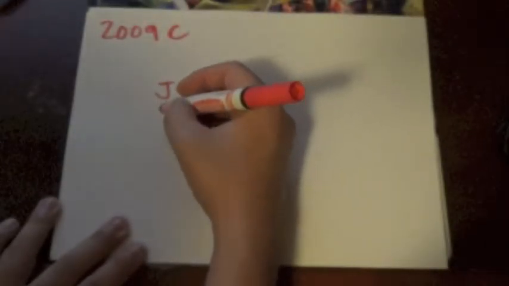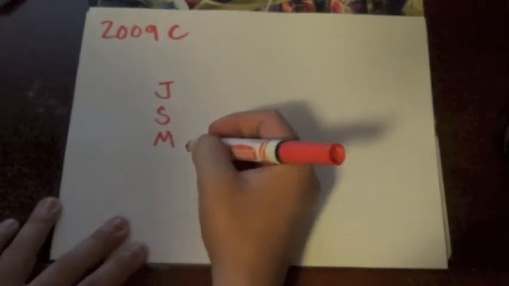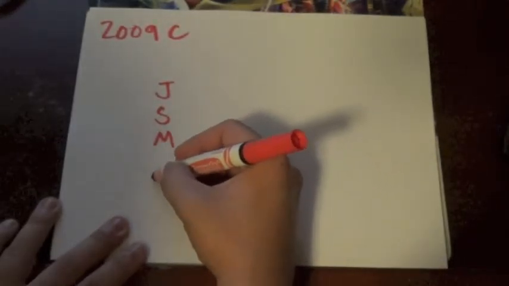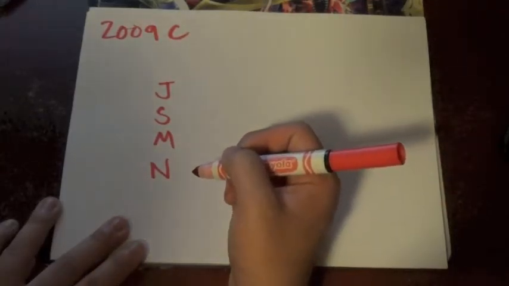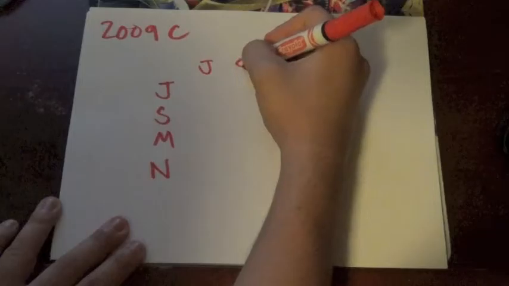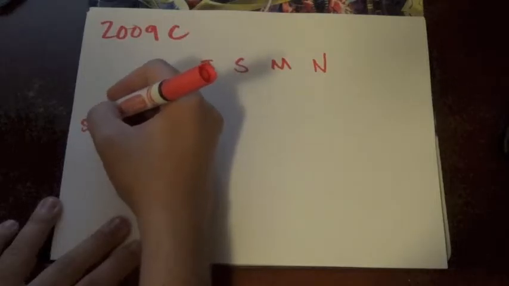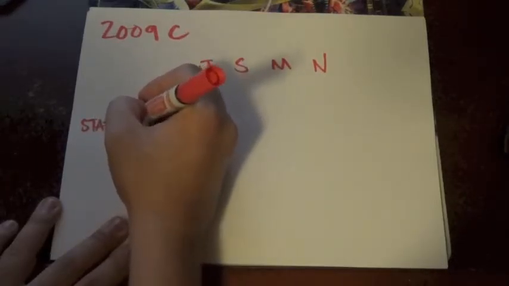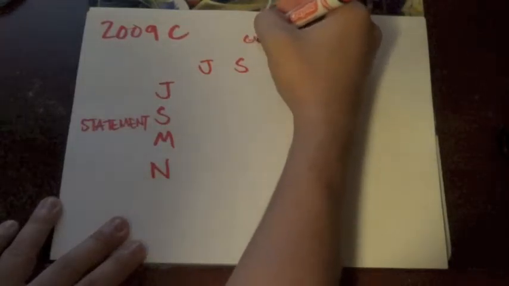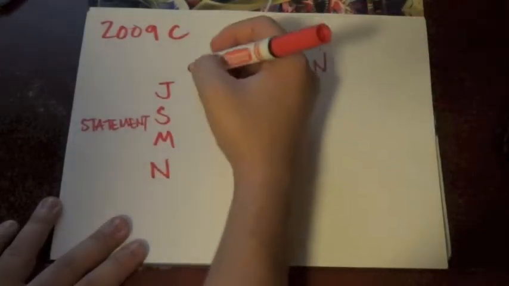For the last problem, the C problem of 2009, we have once again another truth evaluation problem. What we're going to look at first is the 4 girls making a statement. They are Jessica, Sandy, Melissa, and Nicole. Each of them made a statement about who is guilty. Again, on the left is the girl making the statement, and on the top is the girl who is claimed to be guilty by the statement.